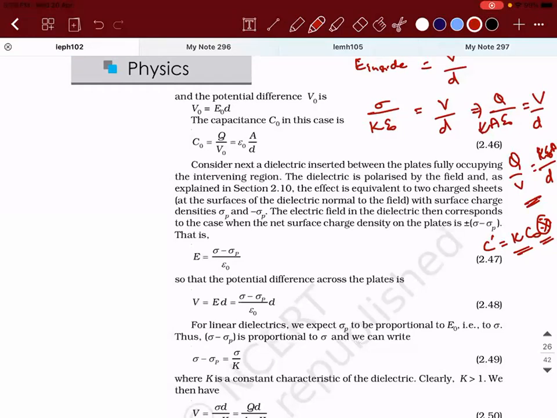Did you understand these steps? Whenever you are asked to calculate the capacitance, what is the first step you need to do? If you see the flow in your notes, the first step is define electric field. Second step is define the relation between electric field and potential difference. Third step is rearrange the equation and you will get the value of capacitance. These are the 3 steps you need to follow.